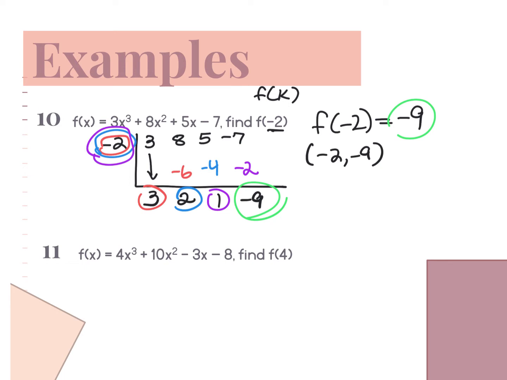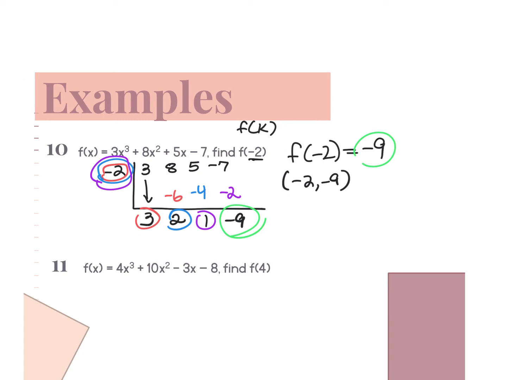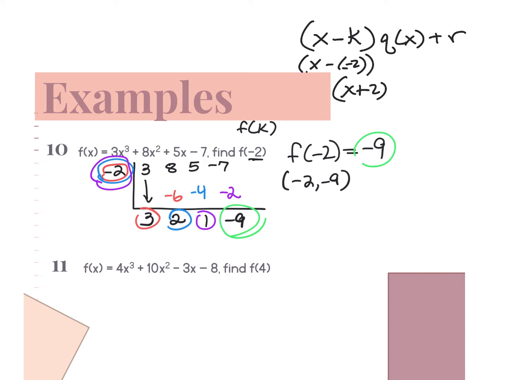Now, when you go to enter this in WebAssign, they're going to ask you to write your answer in this form. They're going to say, write your answer as x minus k, times q of x, plus r. So in this particular problem my k value was negative 2. So what I'm putting in here is x minus negative 2. So then this will become x plus 2. Then the q of x is just the original function.